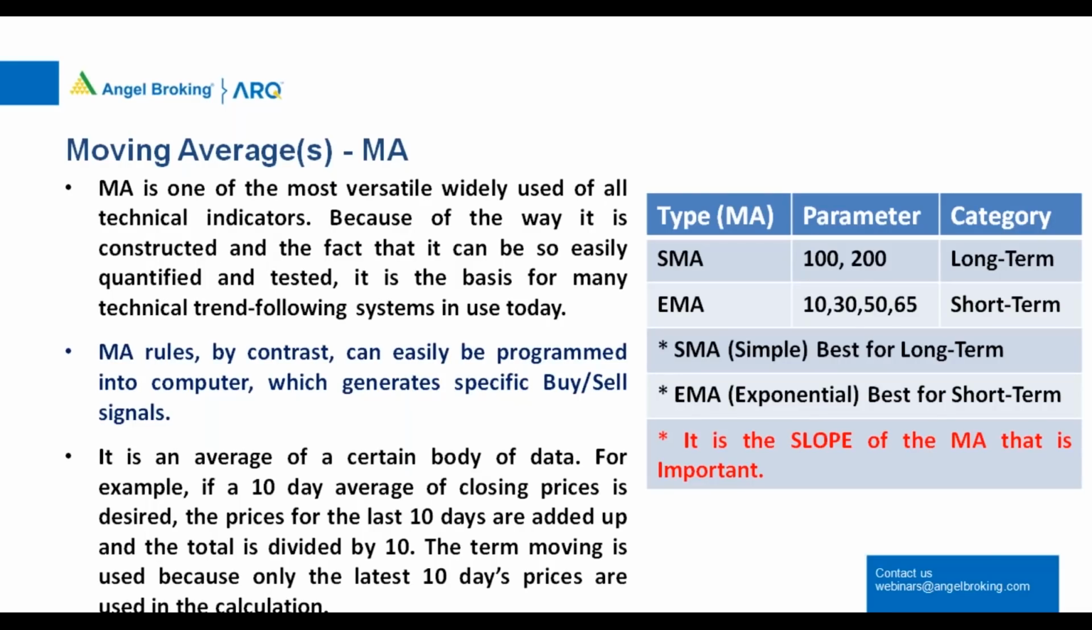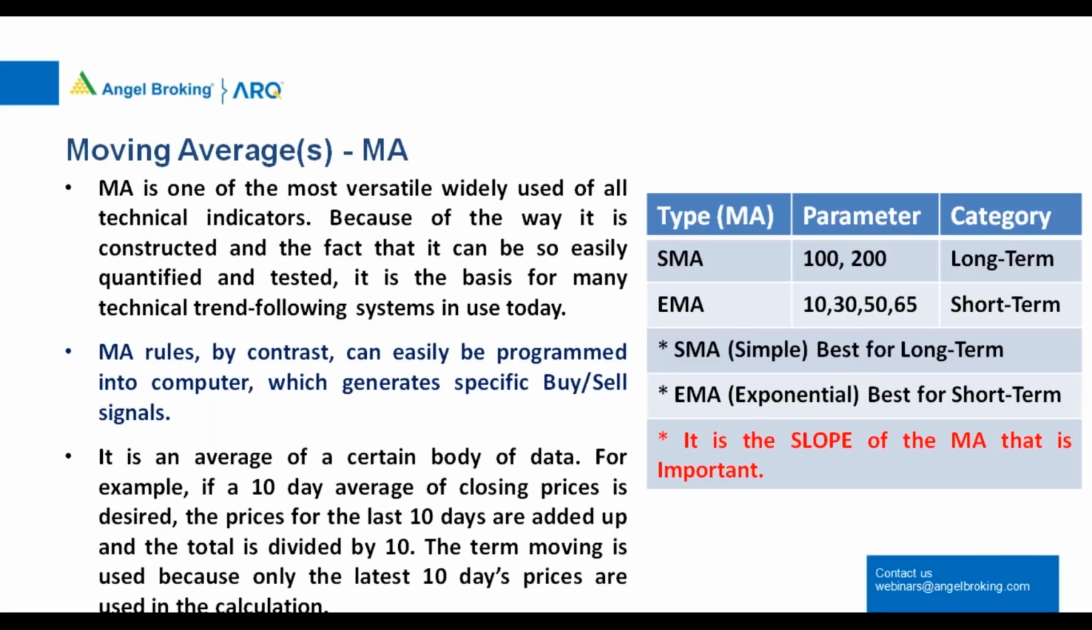The second is EMAs, exponential moving averages. Exponential moving averages are more suitable for the short term. So if you want to know the short term trends, then you can use a 10 period. If you want to know the medium term trend, then 30 period, 50 period and 65 period. These are very good for using exponential. So you will come to know exactly.